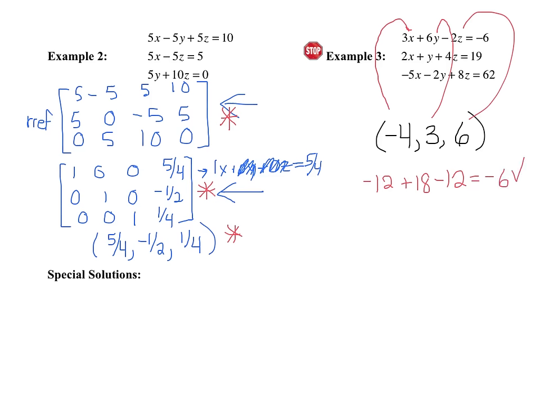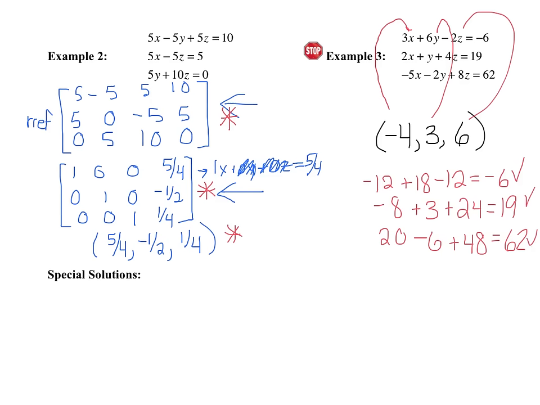It does. Then you would do it for the second equation, -8 plus 3 plus 24. Does this equal 19? Well, let's see, we got 27 minus 8. Yep, so that works. And then the last one, you get 20 minus 6 plus 48. Does this equal 62? Well, 48 plus 20 is 68. Minus 6 is 62.